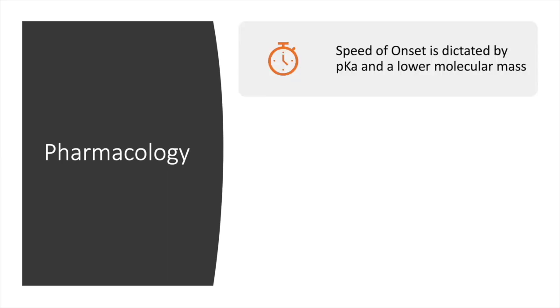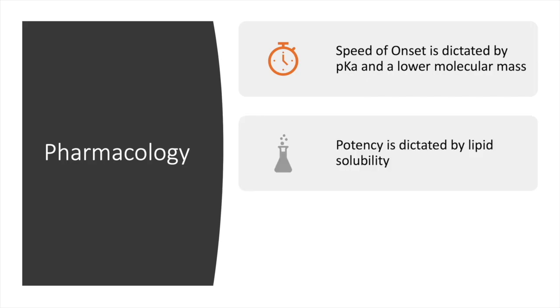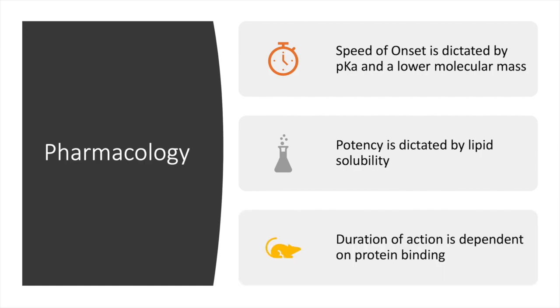So the speed of onset first, and that's dictated by the pKa and also the molecular mass of the local anaesthetic agent. Potency is dictated by lipid solubility, and duration of action is dependent on protein binding. So what is pKa?